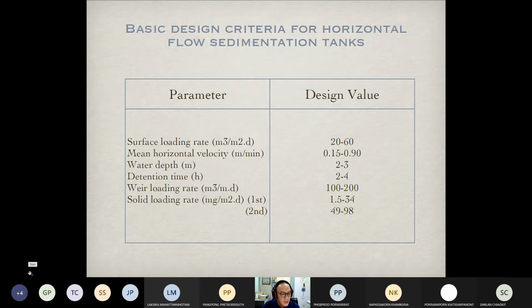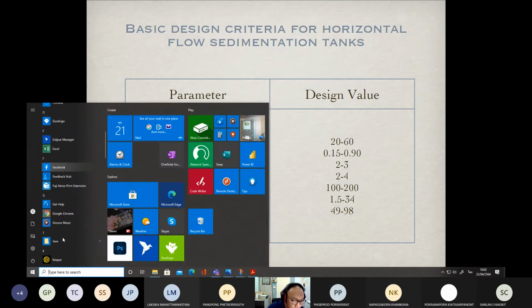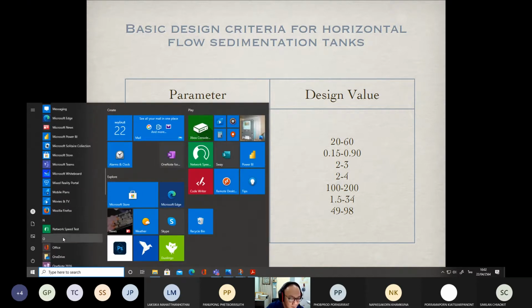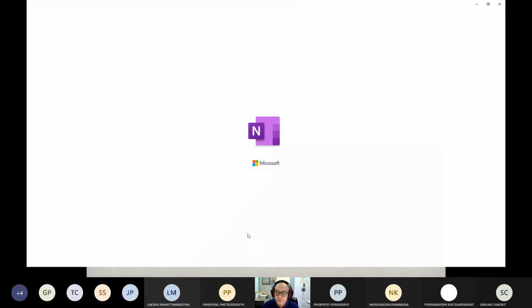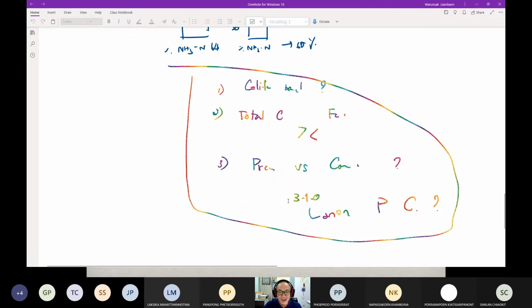Then we just come to the example. So how we can make use of this criteria. So hopefully you are with me on this screen.